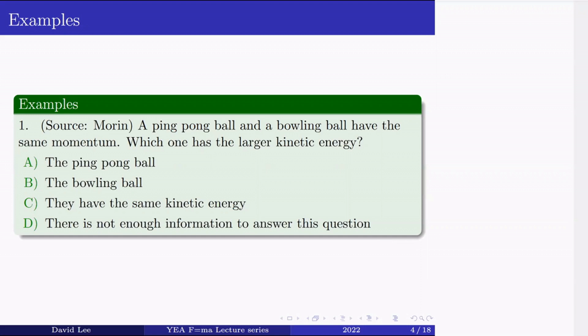Okay, it's been a few minutes, so let's talk about this. What's going on here? So we have a ping pong ball and a bowling ball. So we have our two balls. Let's call the mass of the ping pong ball mp, and the mass of the bowling ball mb.